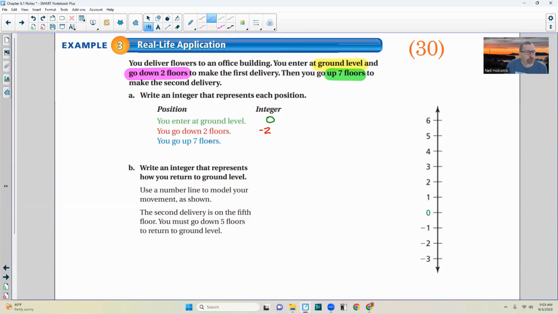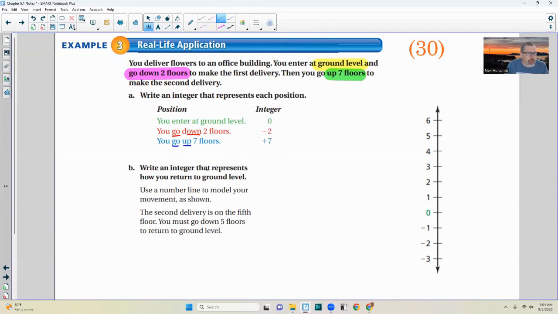And then it says you go up 7 floors. So the key here is up, go up. This one was go down. Up is positive, down is negative. So this is going to be a +7 or just 7, depending on which you prefer. Okay, so there it is. It says write an integer that represents each position. We've done that. 0, -2, and 7. And actually, I'm just going to erase this and delete that. And there was what was showing in the book.